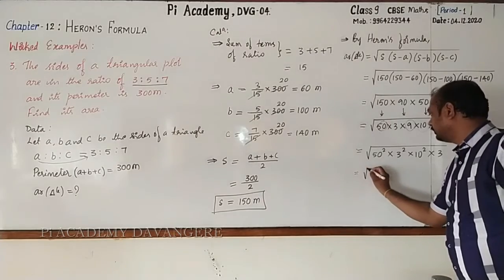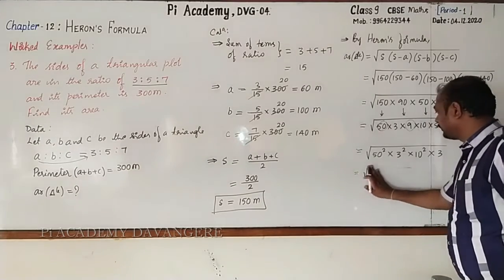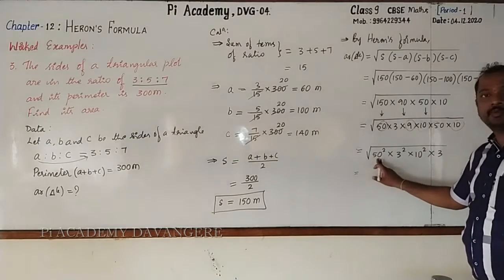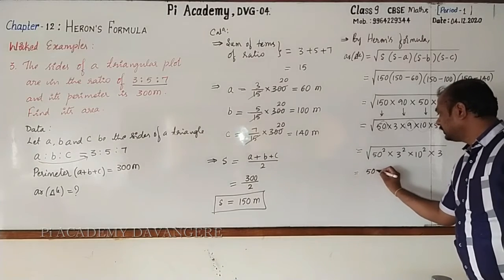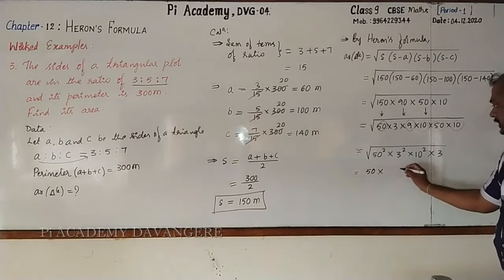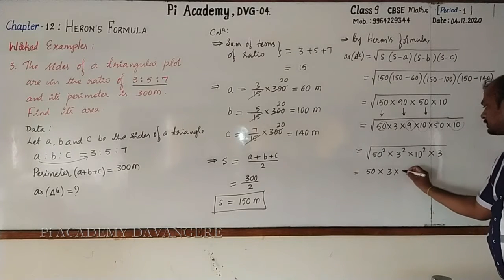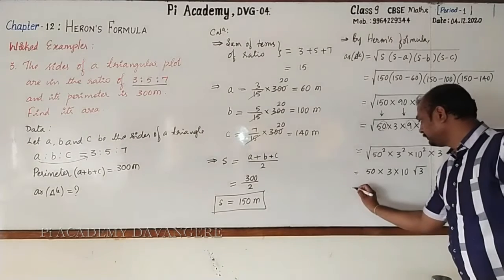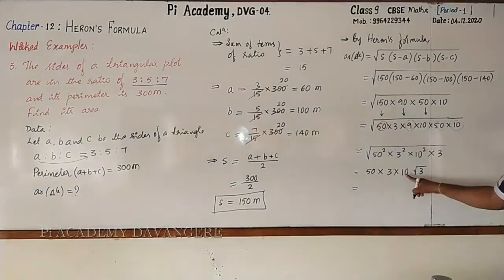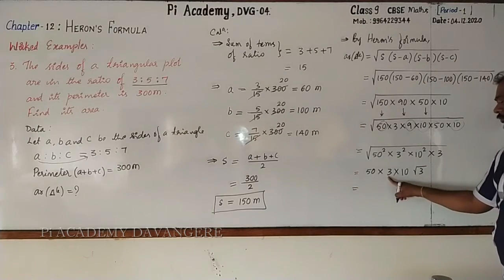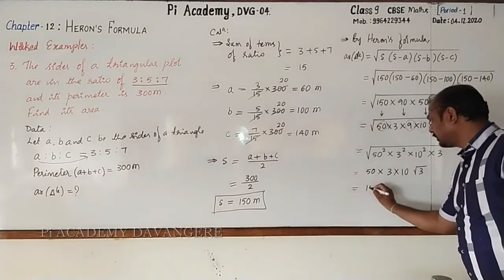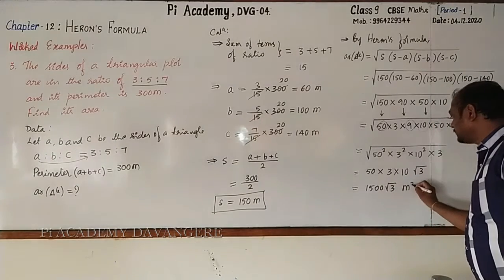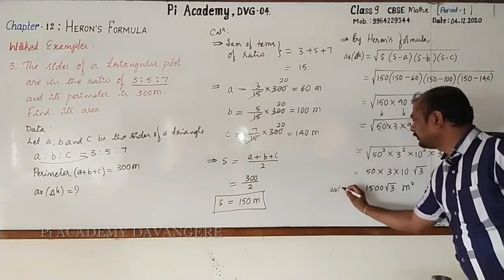This is equal to, directly we should go for writing the number by removing the root. What is the square root of 50 square? Very good, it is 50. Square root of 3 square? 3. 10 square? 10. Whereas root 3 as it is. Now 50 tens are 500. 500 threes are 1500 into root 3. It is meter square. This is the area of the plot.